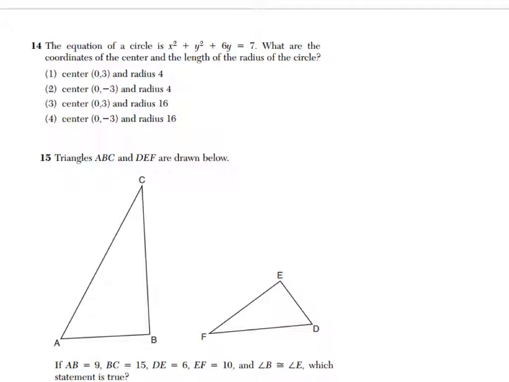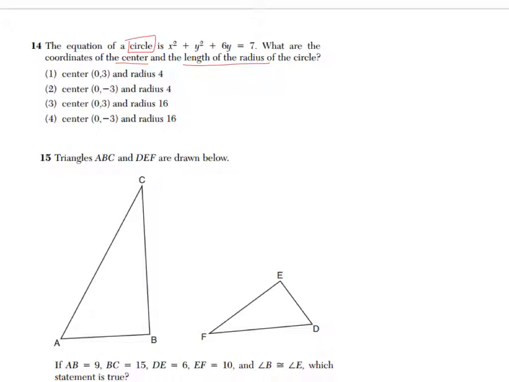Okay, question 14. It says the equation of a circle. All right, so right there you have to recognize we're talking about circles. Is x squared plus y squared plus 6y equals 7. What are the coordinates of the center and the length of the radius of our following circle? So in looking at this, it's not how we typically see circle equations. All right, so we need to turn this into our standard center-radius form of a circle.